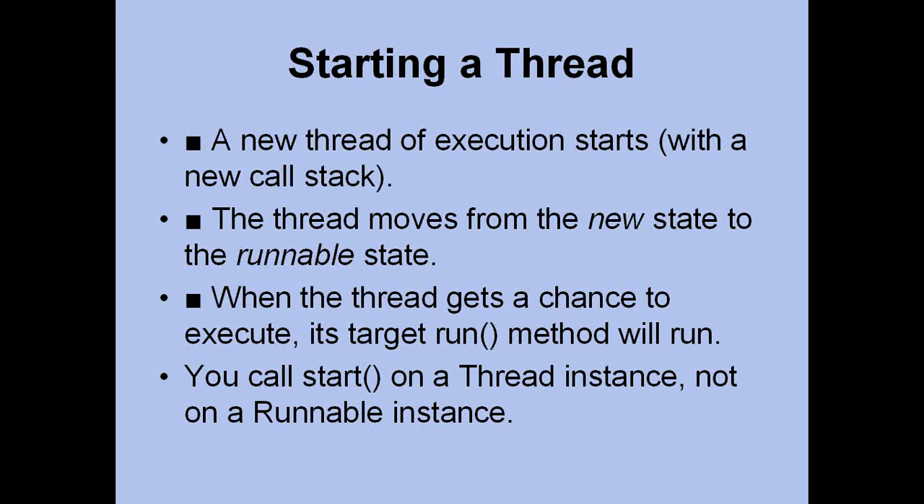So when you call the start method, the thread moves from the new state to the runnable state. And when the thread gets a chance to execute, its target run method will run. What does it mean by the thread getting a chance to execute? That is nothing but the thread getting selected by the scheduler. You always call start on a thread instance, not on a runnable instance.